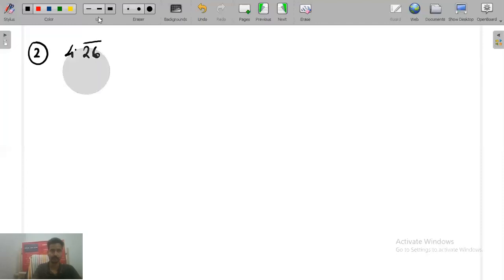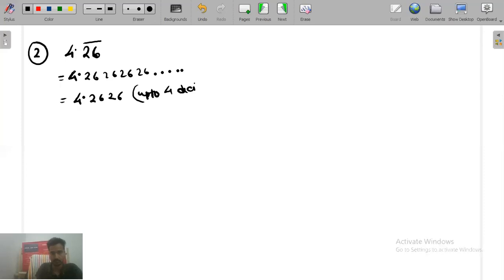You write down like this. Suppose you write down 4.26 repeating, that is 4.26262626. Then you have to write 4.2626 within brackets, up to 4 decimal places. What is 4 decimal places? That means after the decimal there are 4 digits. That's 4 decimal places. So you have to plot this number, 4.2626.